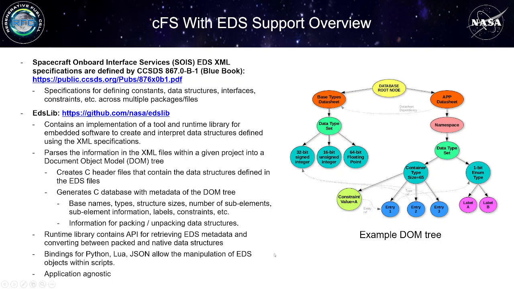So the tool that's used in conjunction with these EDS files is given at this second link here, this tool called EDS Lib. This contains an implementation of a tool and runtime library for embedded software to create and interpret data structures defined using these XML specifications. So when this tool is run, it first parses the XML files within a given project into a document object model tree. So we have an example, one of such trees here on the right.